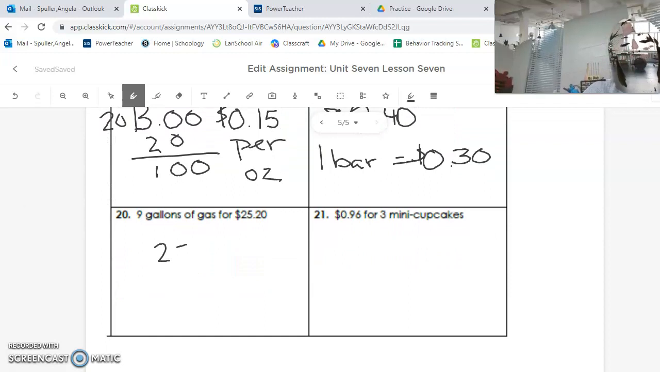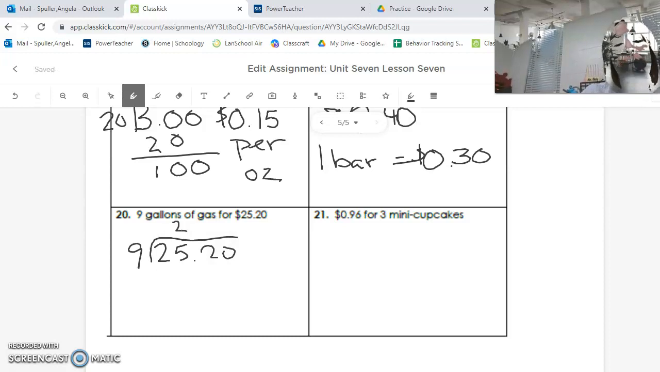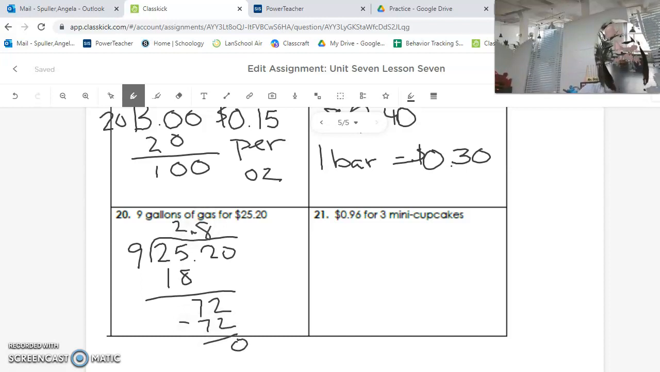Okay, taking 25.20 and dividing it by 9. 9 goes into 25 2 times. That gets me 18. That gets me 72 left over. 9 goes into 72 8 times. That's 72. That gives me 0. Okay, move my decimal. So 1 gallon of gas is going for 2.8, but we know it's money, so we have to add that 0 to make the second spot.